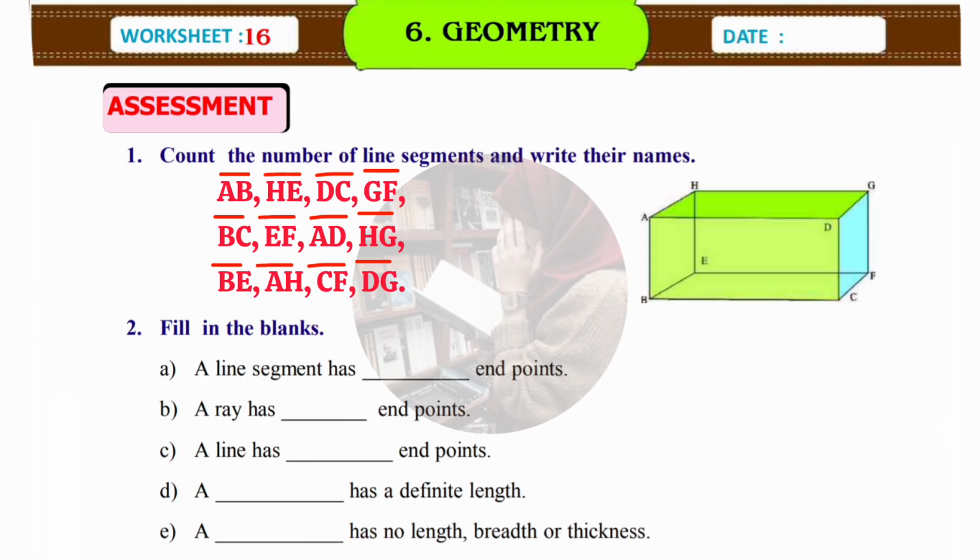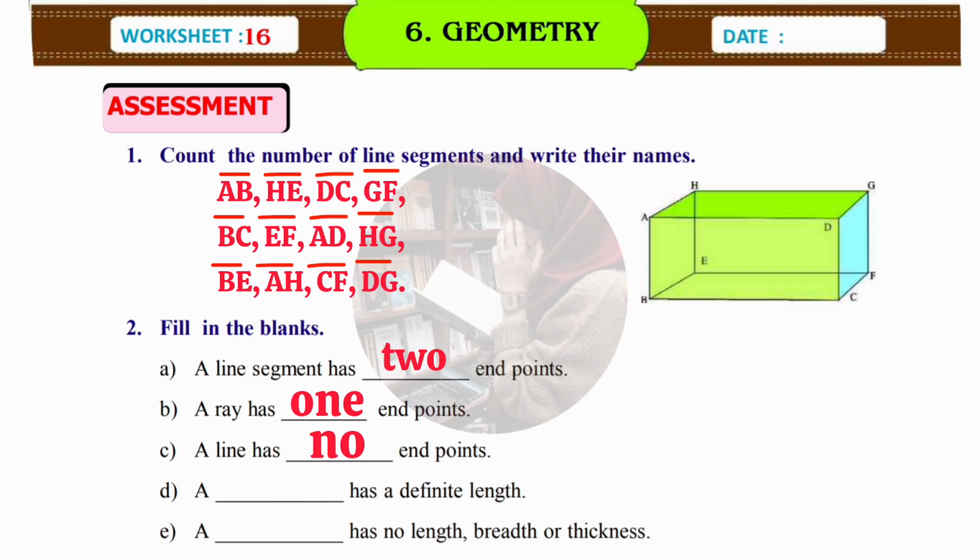Let's move to the second Roman, which is fill in the blanks. So first question is a line segment has dash endpoints. Each line segment has 2 endpoints. Second one, a ray has dash endpoint. A ray has only one endpoint. Third one, a line has dash endpoints. A line has no endpoints. Okay, this bit is very important.